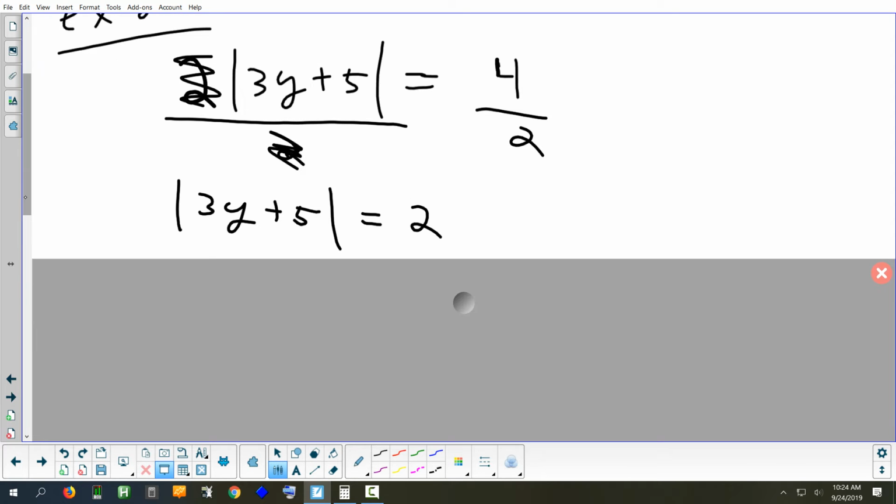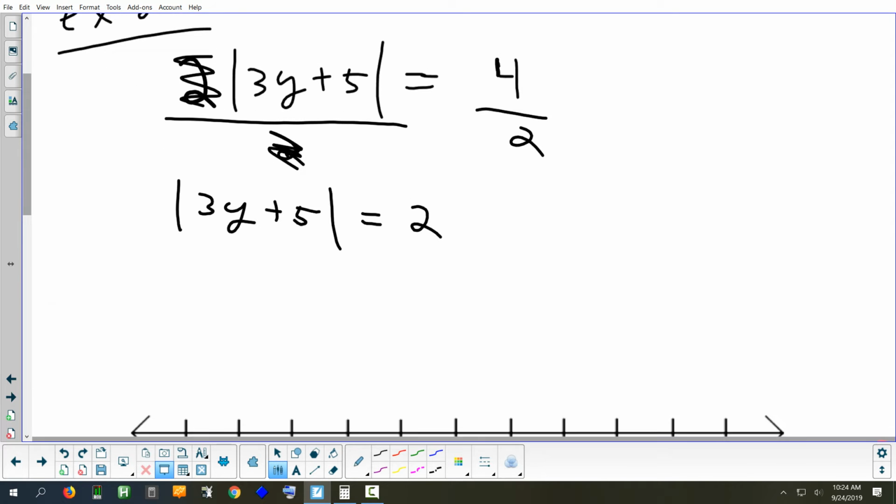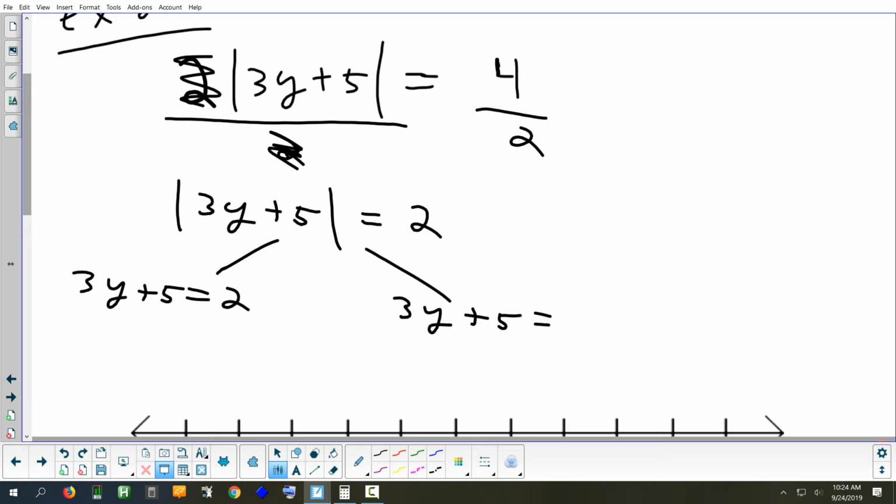Okay, so once we get the absolute value by itself, what is your next step? You split the equations. Blake, can you give me one of my equations? 3y plus 5 equals 2. Perfect. And my other equation, 3y plus 5 equals negative 2. Okay, both of these are going to have 2 steps.